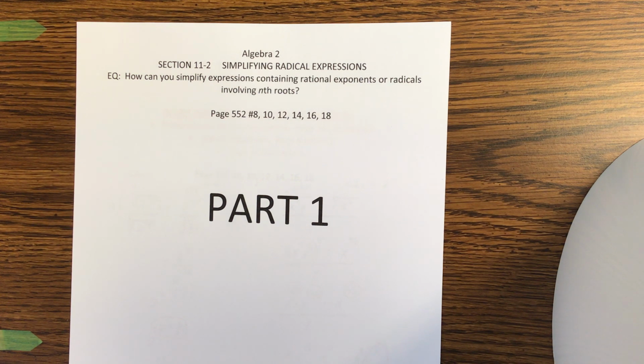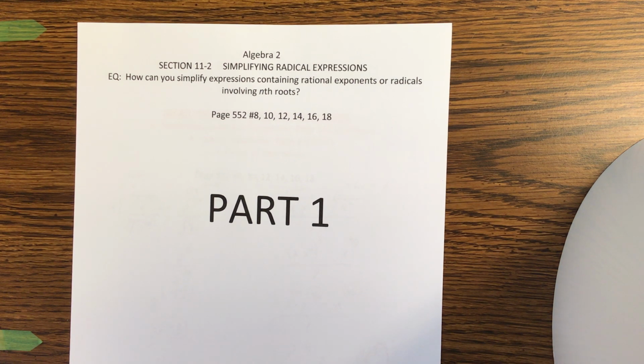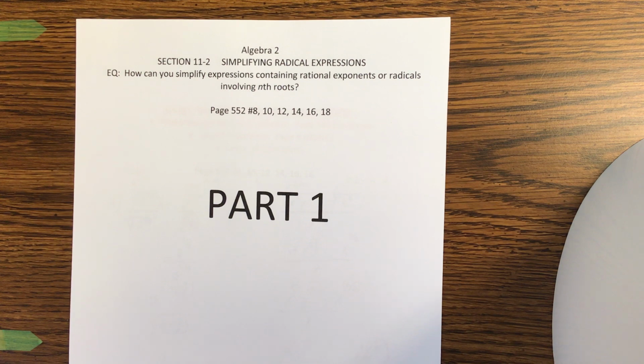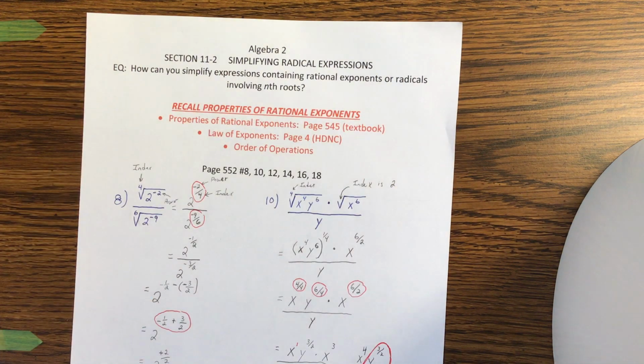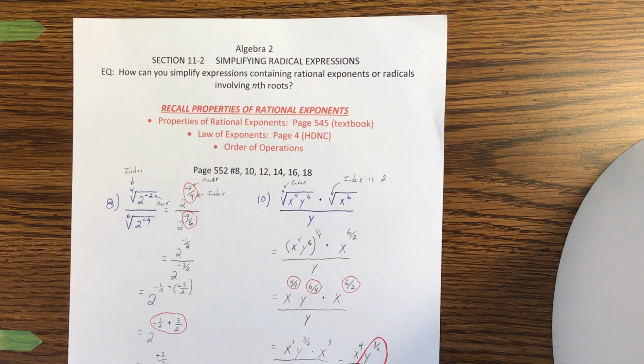This video is part 1 of 3 parts dealing with section 11-2, simplifying radical expressions. I like to do these again just to help you guys out as a review in section 11-2. So once again, the EQ is asking us, how can you simplify expressions containing a rational exponent or a radical involving nth roots?